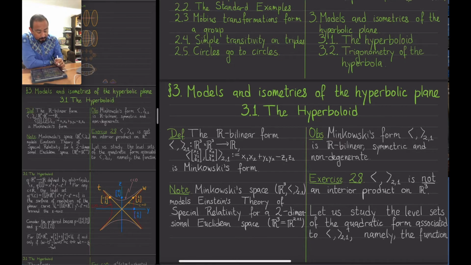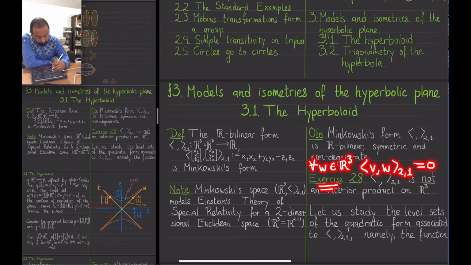Now, easy facts about Minkowski's form. It is obviously R-bilinear. It is obviously symmetric: if you switch places here, the value is the same. And it is non-degenerate, by which I mean that if V is a vector with the property that for all W in the space, pairing V with W is 0, then V is a fortiori the zero vector.